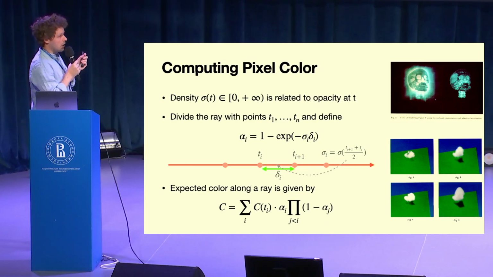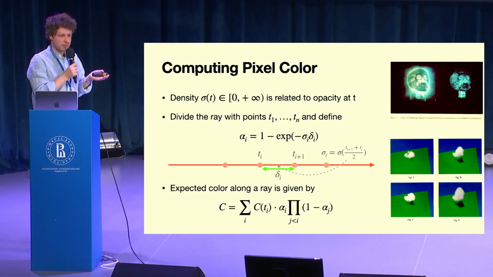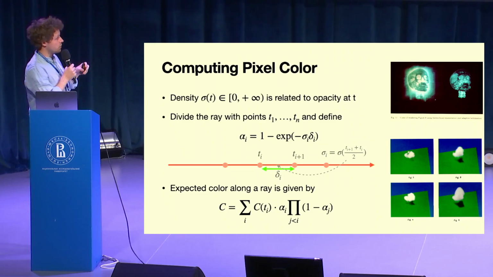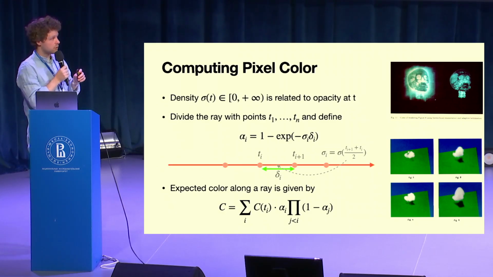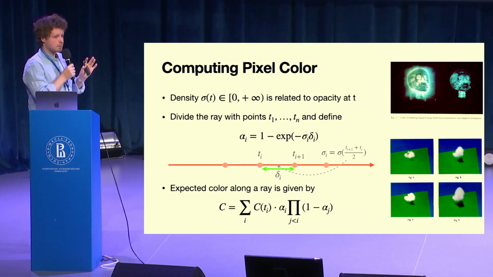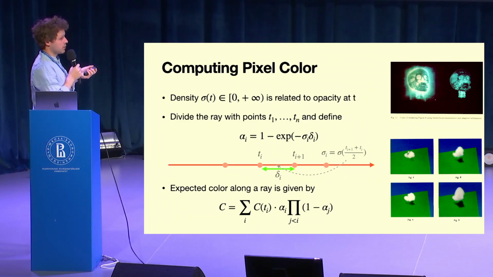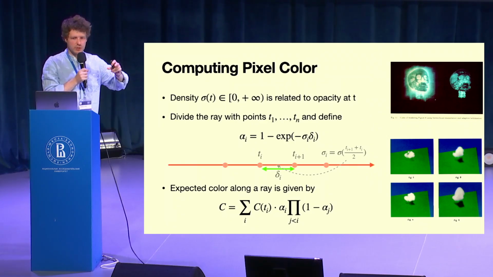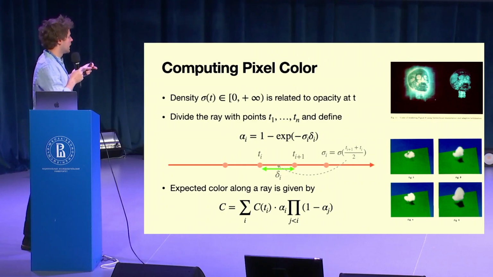So imagine that sigma is 0. You'll have exponent of -0, it will be 1, and alpha will be 0. So alpha will be transparent. And if sigma is huge, like hundreds, sigma times the size of the interval will also be large. The exponent will be closer to 0, and the output alpha will be closer to 1. This point in space will be opaque, not transparent.